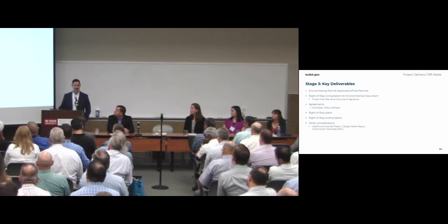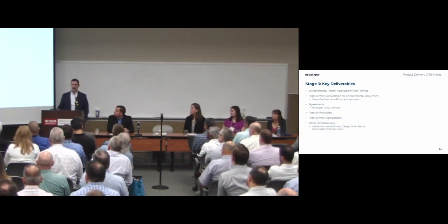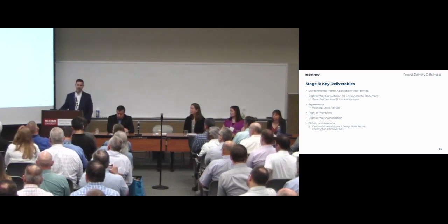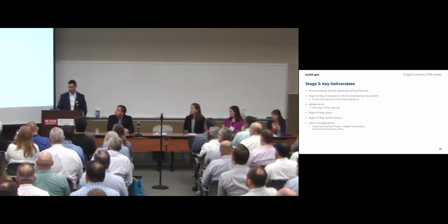Not every project has them, but then others may have other things you need to think about. I've noted there the Geoenvironmental Phase 2 and Design Noise Report. Your geoenvironmental may dictate how you're going to acquire some of those parcels. So make sure you've got that complete and ready to go as you go into right-of-way. The Design Noise Report, you may need some additional right-of-way for a wall or an easement to construct the wall. So make sure you've got those items in hand if you think it's going to be necessary.